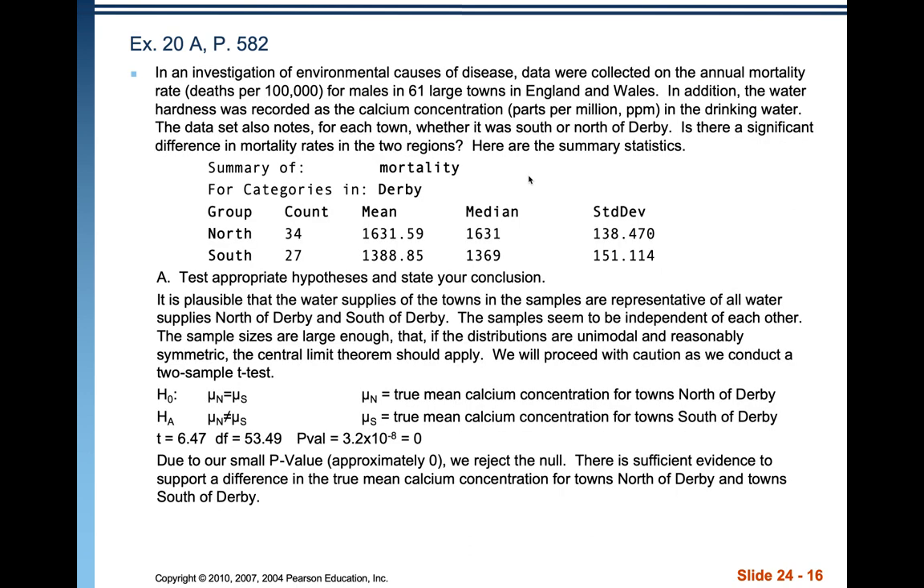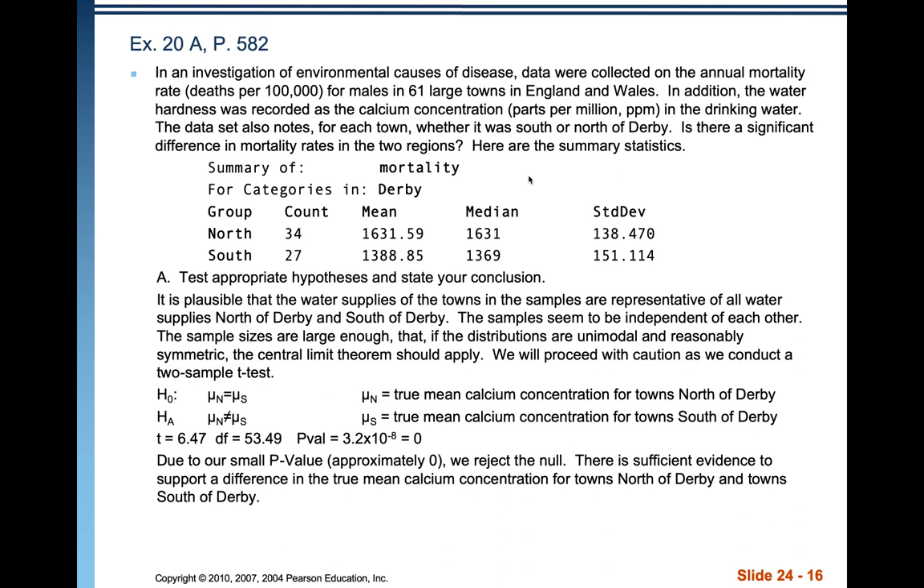So our null, before we get to that, let's go ahead and check our conditions and make sure we can do a test. It is plausible that the water supplies of towns in the samples are representative of all water supplies north of Derby and south of Derby. The samples seem to be independent of each other. The sample sizes are large enough that if the distributions are unimodal and reasonably symmetric, the central limit theorem should apply. So we've got 34 from the north, so that's good. It's greater than 30. 27 isn't greater than 30, so it's close.